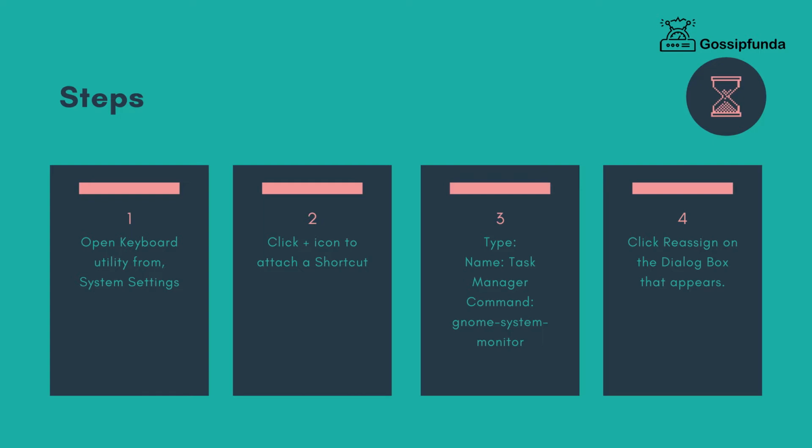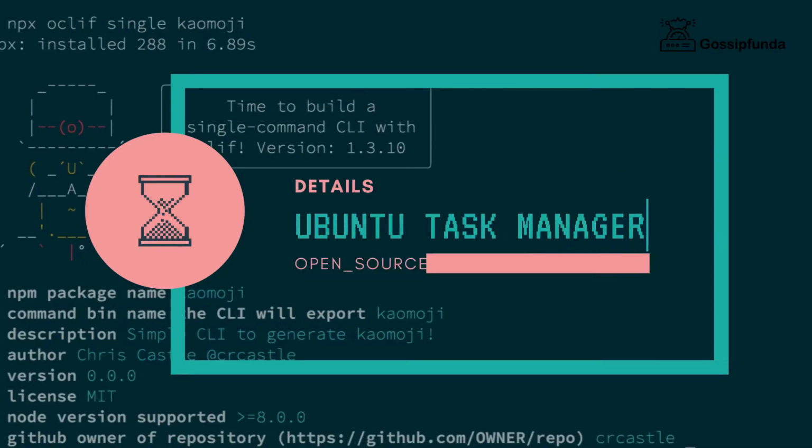Next, click on Disable and press Ctrl+Alt+Delete. A dialog box opens with the statement: the shortcut key is already used for log out. Now click Reassign.